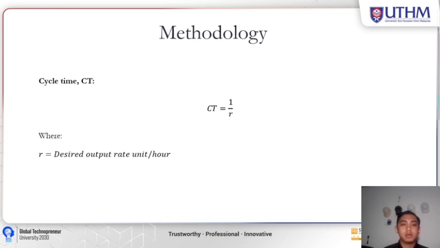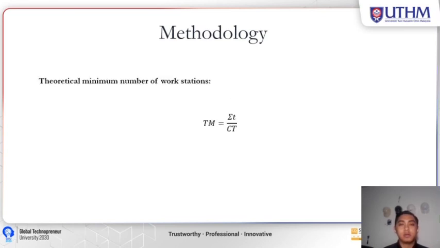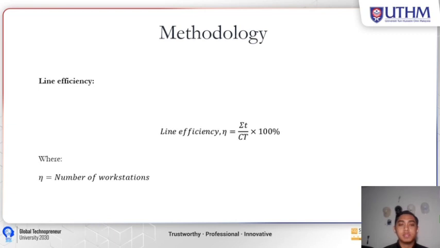So the first calculation is cycle time, CT. CT equals 1 over R, where R is the desired output rate and the unit is units per hour. Next is the theoretical minimum number of workstations, TM. So TM is equal to total T over CT. Next is line efficiency. Line efficiency is equal to total T over CT times 100%.